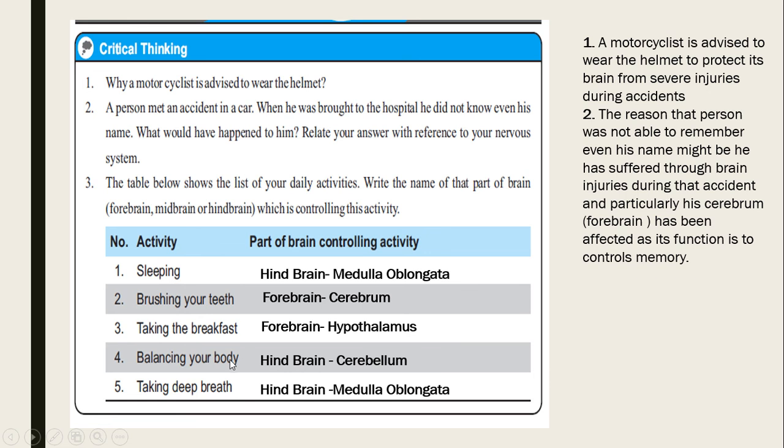Next, the fourth activity is balancing your body. The hindbrain is going to balance your body, and the major part is the cerebellum. Taking a deep breath: it's the hindbrain again, because the medulla oblongata is the part which controls the breathing process. So these were the critical thinking questions. Please note them down, and note down the answers with you.